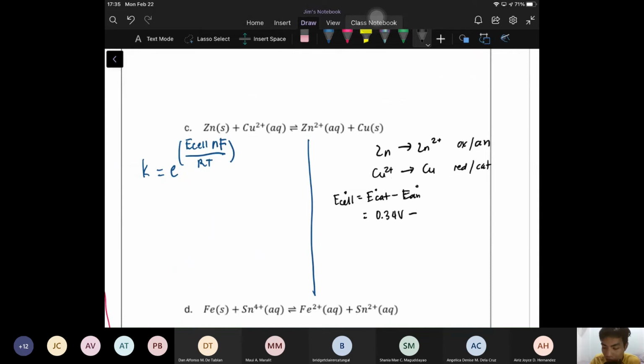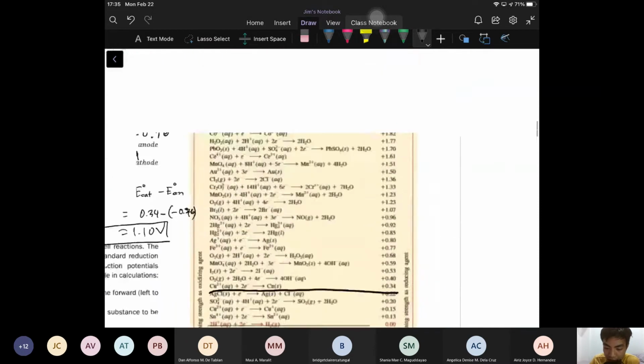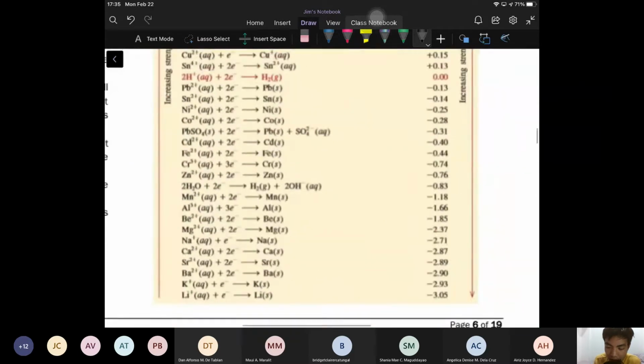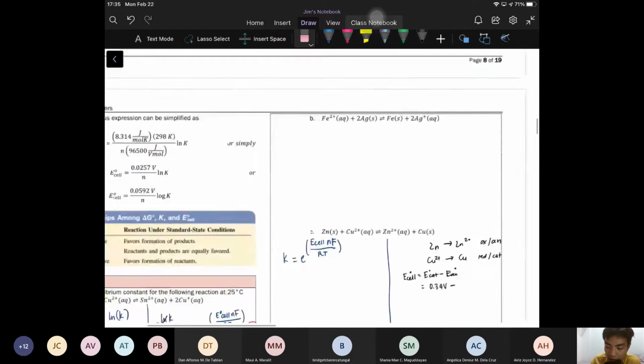How about the anode? Yung zinc. Okay, so tignan natin ano yung cell potential ng zinc. Zinc, ito. That's negative 0.76. Plug in natin doon. Negative 0.76.